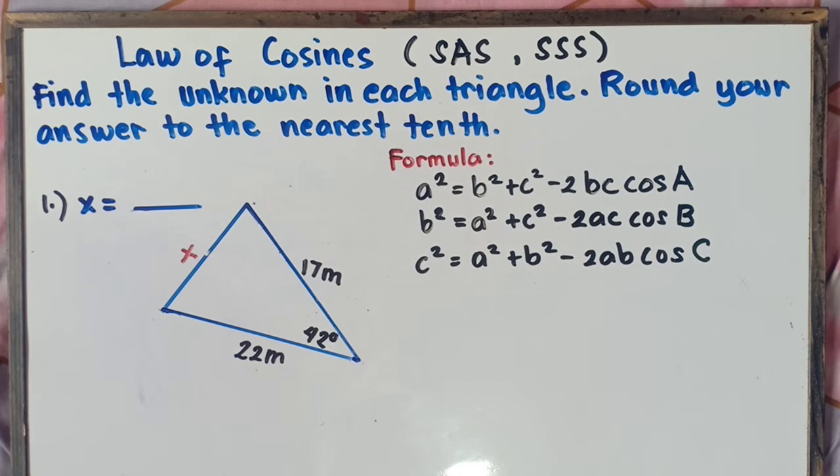Our topic for today's class is all about the law of cosines, and we're told to find the unknown in each triangle, and then round off the answer to the nearest tenth. So without further ado, let's do this topic. I will give you 3 examples, class, for you to really understand this, and we'll be answering this step by step.